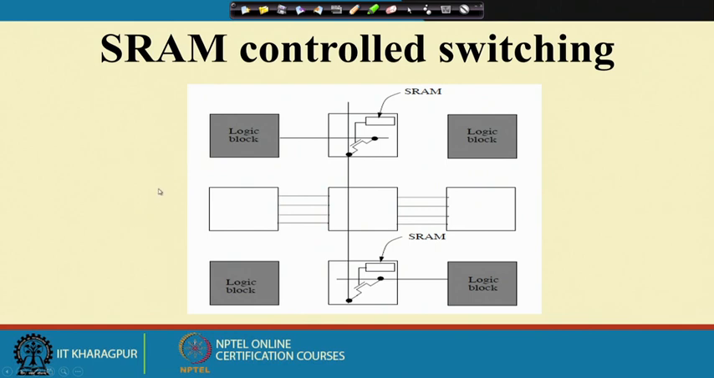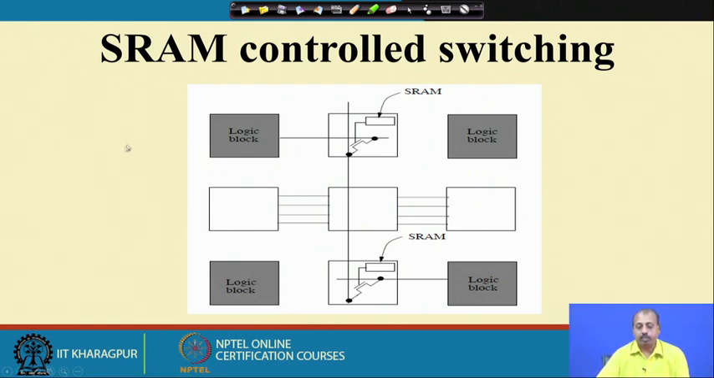So, this diagram shows how this SRAM can control the switching. Suppose these are some logic blocks within the FPGA, and we want to establish a connection. The output of this logic block should feed the input of this logic block. So, how to do that? This interconnect comes to a switch box. It has got this line and this line as two lines there, and there is a programmable transistor here. This SRAM bit is going to control this transistor.